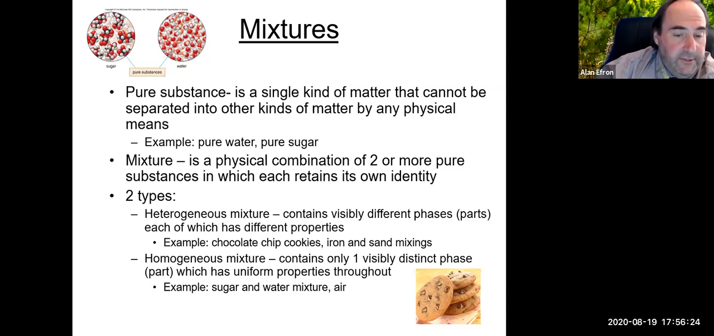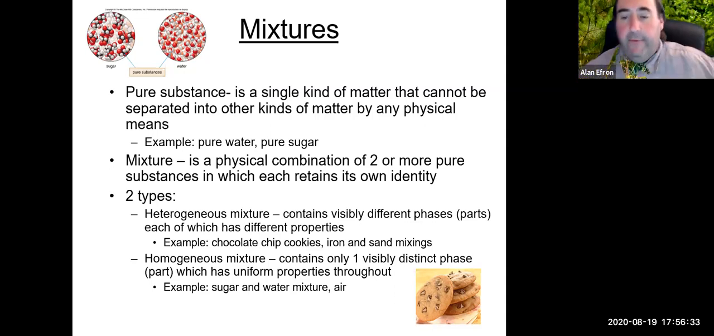So mixtures is the next thing we're going to talk about. Let's talk about a pure substance first off. A pure substance is basically any single kind of matter that's by itself, all together, nothing really changing, so we cannot separate it into anything else. So if you had just H2O by itself, just water, that would be a pure substance. If you had sugar by itself, or, say, a piece of iron metal by itself, it would also be a pure substance.